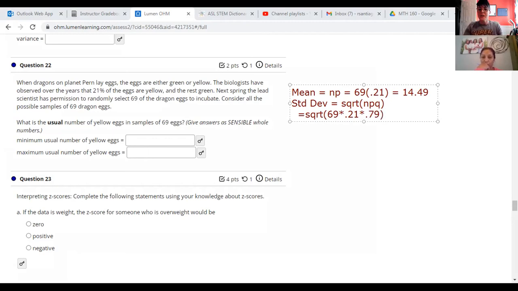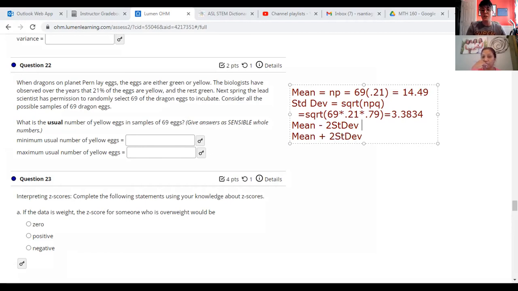the probability that it won't be yellow. So I'm going to take my calculator and type in the square root of 69 times 0.21 times 0.79. And that gives me a standard deviation of 3.3834. Now, to find the usual values, that range of lower and upper usual values, you always take your mean and subtract 2 times the standard deviation. And then you take your mean and add 2 times the standard deviation.